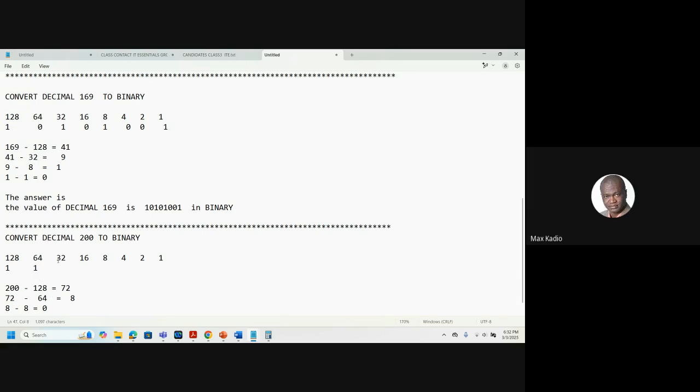Then 32. I didn't take 32, so I put 0. I didn't take 16, I put 0. And I took 8, so you put 1 under 8. And anything else, it's 0 because I didn't take them.